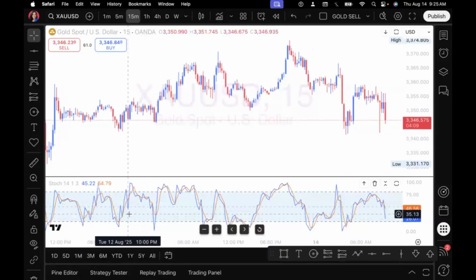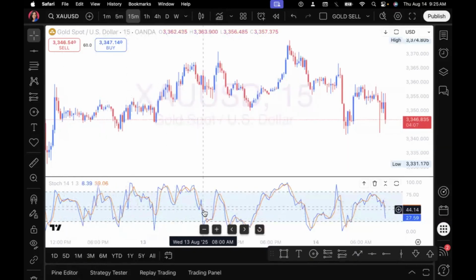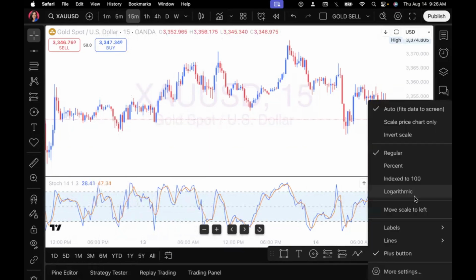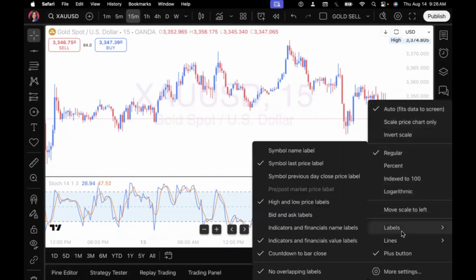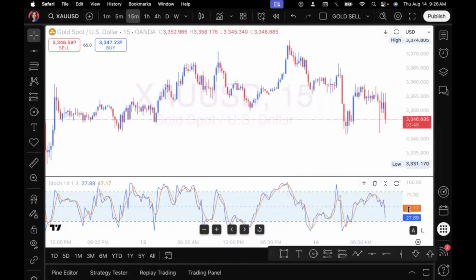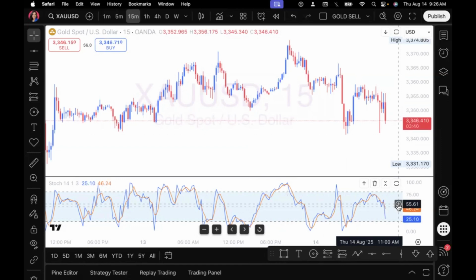Now, once you add the stochastic to your chart, it will look like this. The next thing you're going to do to finish setting up this indicator is right click your panel where you see your prices. You want to click labels and make sure that indicators and financial value labels are on. This is important because these two numbers that you see over here are going to be used in our analysis to help us determine if we should be entering these trades or not.